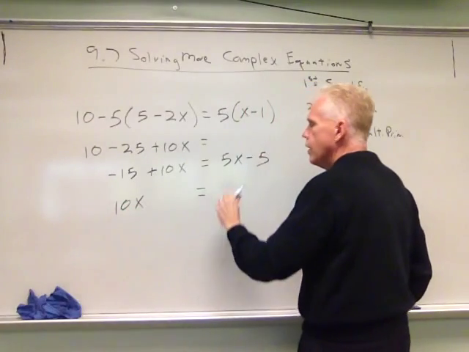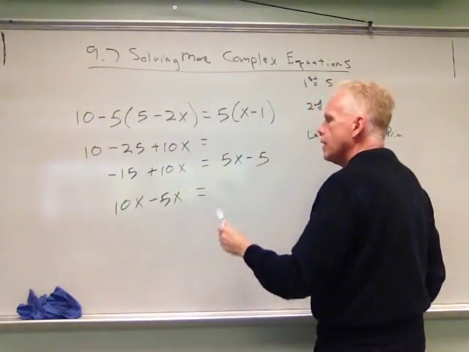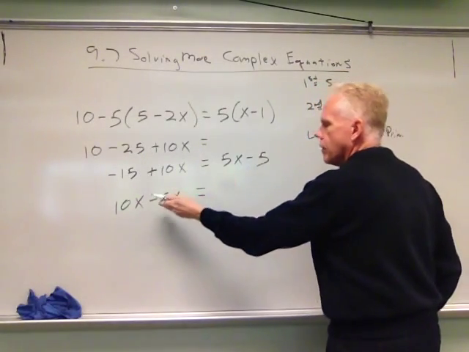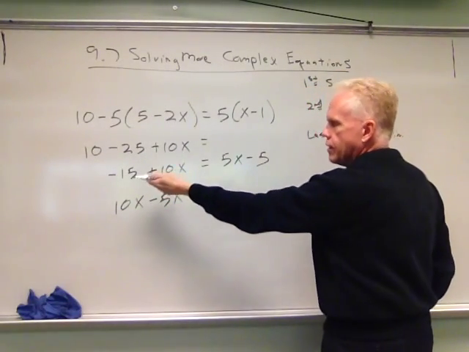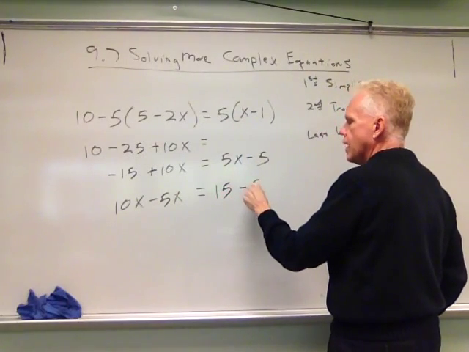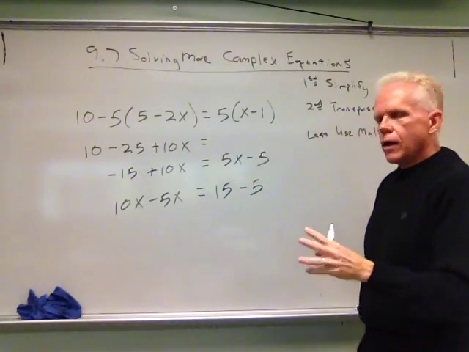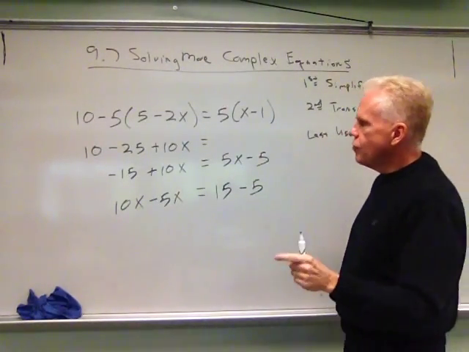Let's just leave it there. Let's take the 5x across and make it a negative 5x. All right? If x's are going over there, on the left side, let's take the negative 15 and pull it over here and make it a positive 15 with this negative 5 that's over here. Okay? So we did a good bit of transposing right there. Make sure you're with me.